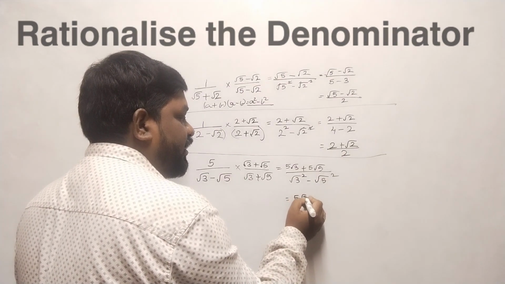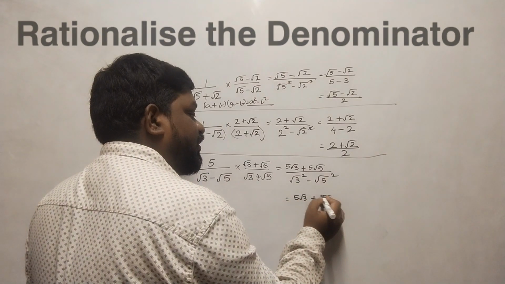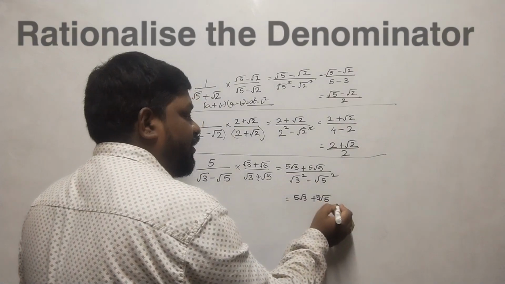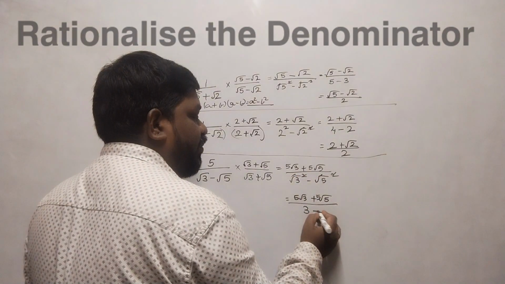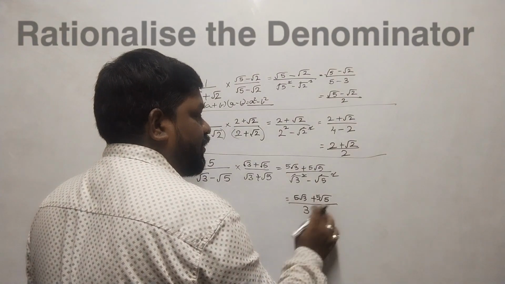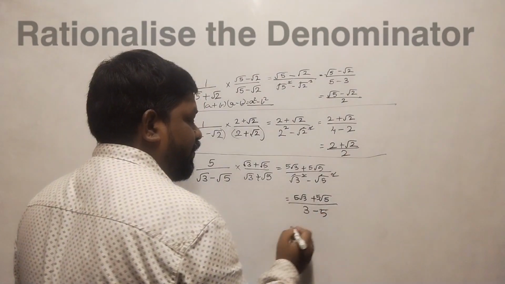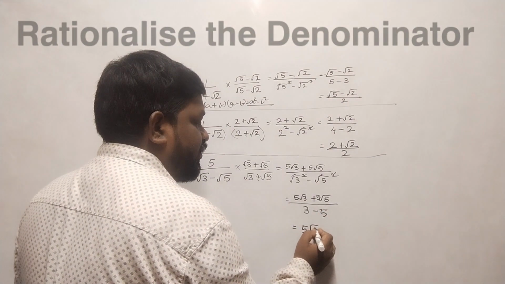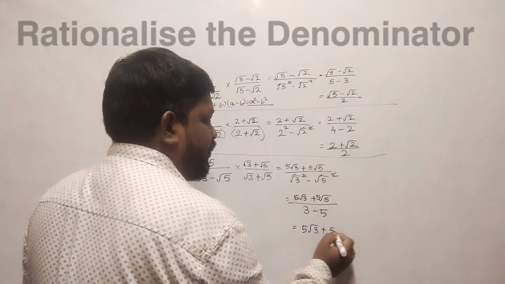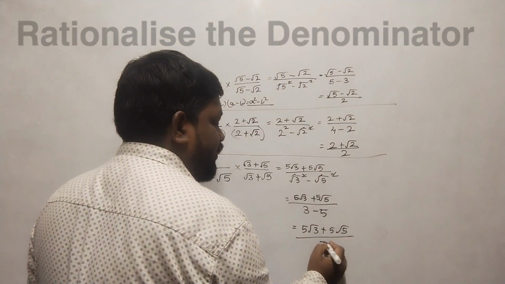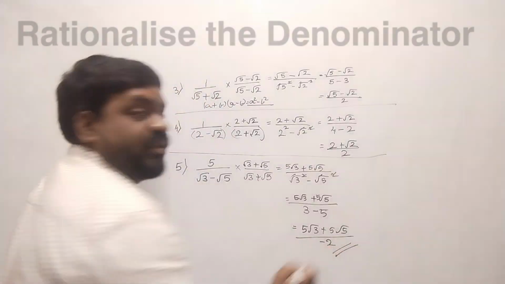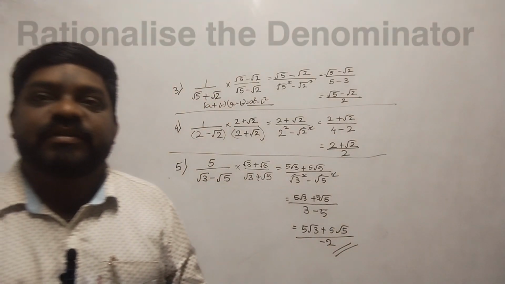Here we have 5 root 3 plus 5 root 5 by, square and root get cancelled, 3 minus 5. So 5 root 3 plus 5 root 5 by 3 minus 5, which is minus 2. So this is the final answer.